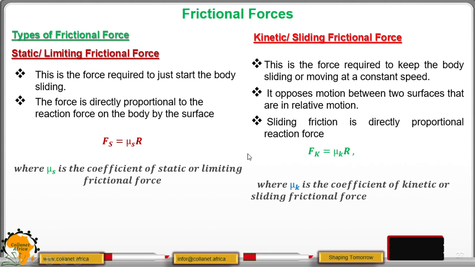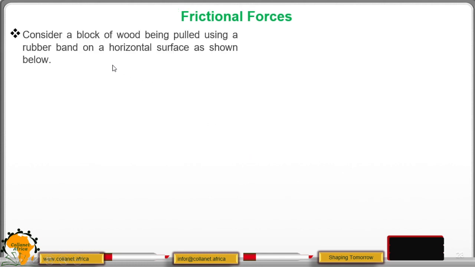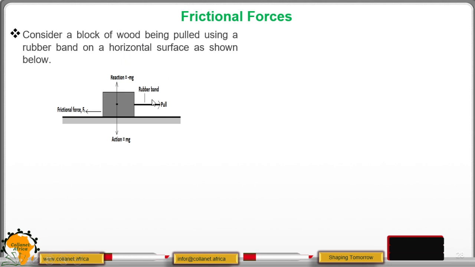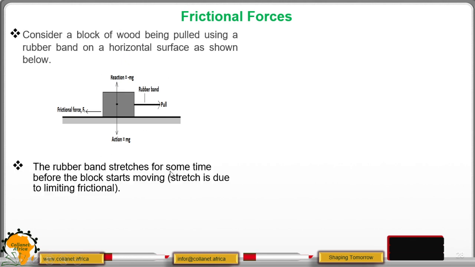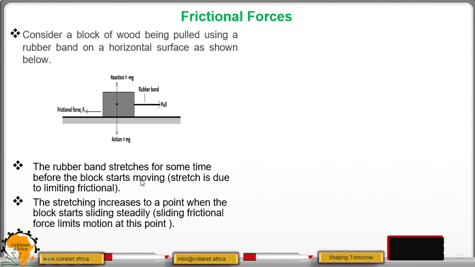Then we can consider a block of wood that is pulled using a rubber band on a horizontal surface, as shown in this diagram. You find that the rubber band stretches for some time before the block starts moving. And this stretch is due to the limiting frictional force. So you're pulling and the rubber band is extending due to the limiting frictional force.